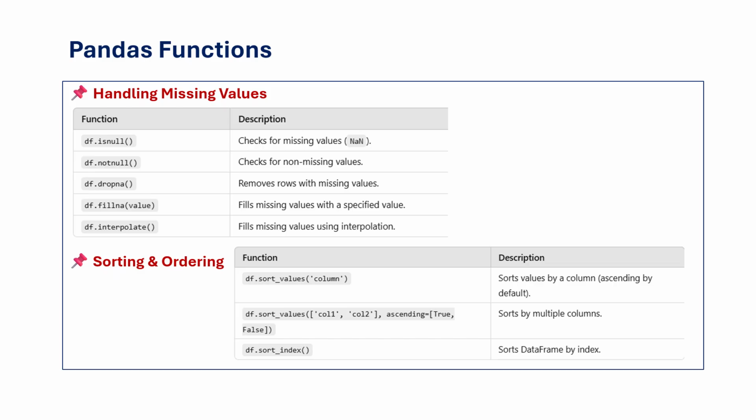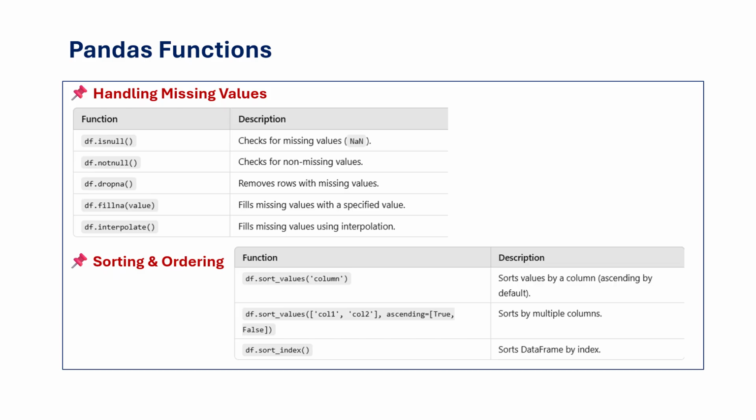Sorting and ordering are used to arrange data in a meaningful way. Pandas allows us to sort data based on rows or columns. We can arrange data in ascending order or descending order. For example, in a student dataset, we can sort marks from highest to lowest to identify the top performing students. Similarly, in a sales dataset, we can arrange the products based on sales value to find the best selling product. So sorting is an important data preparation step that helps organize data in a meaningful order.